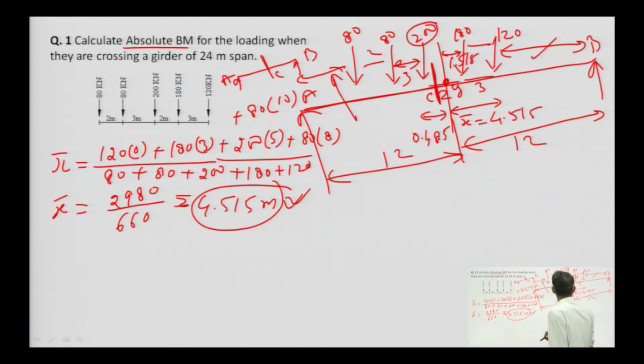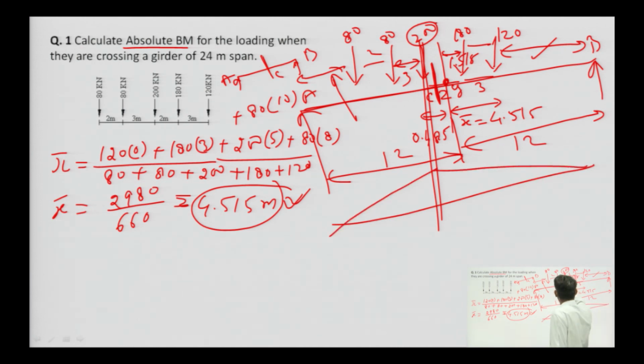Now the bending moment will be calculated under the heavier load. So plot the ILD for the bending moment at this section, find out the different ordinates and multiply as we did in previous classes. So this is the procedure to find the absolute bending moment.